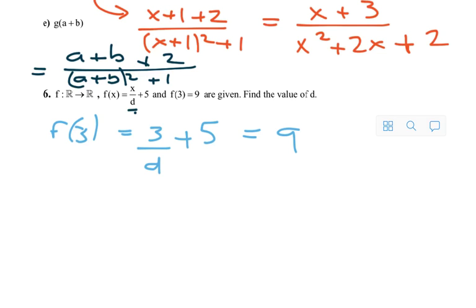So now all we're going to do is solve this equation. We're going to subtract 5 from both sides, so 4, and then rearrange: 3 over 4 is equal to d.